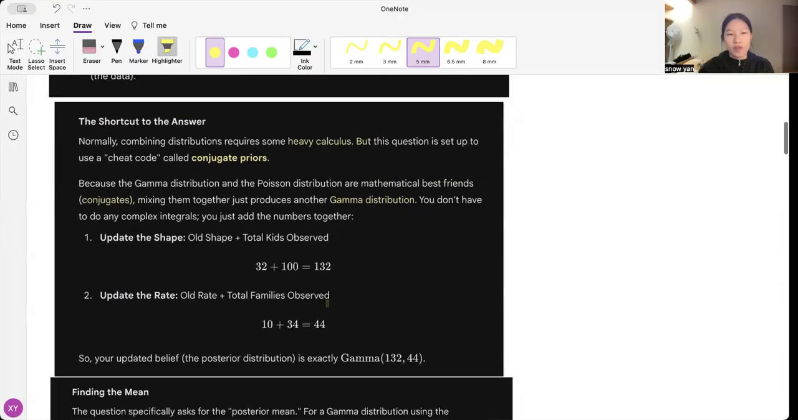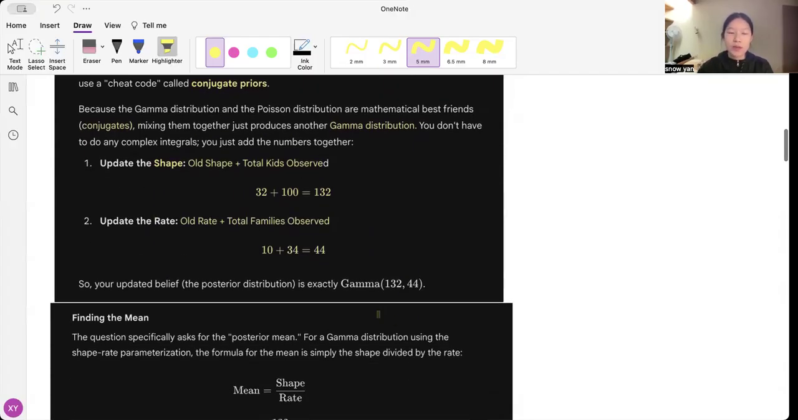So basically we can update the shape. The shape is just the old shape plus the total kids observed. There were previously 32, and now we added 100 to the sample, so we have 132. The rate is the old rate plus the total families observed, so we have 10 plus 34, which is 44. So our updated belief, our posterior distribution, is gamma of this.